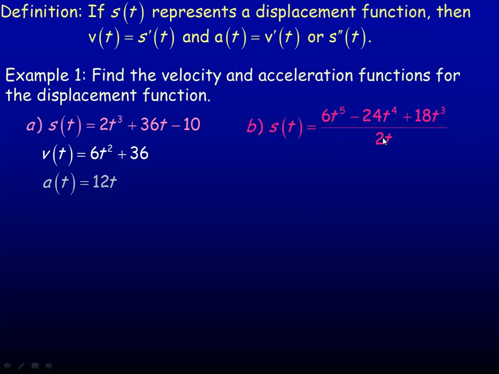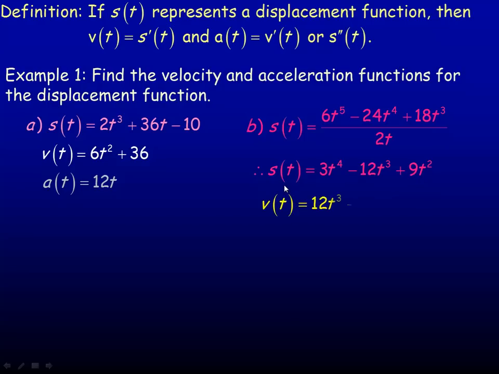Now in B, notice that the 2t will divide evenly into each of those expressions. So we should do that first, and then we'll differentiate to find the velocity and acceleration functions. 6t to the 5th divided by 2t would be 3t to the 4th. Negative 24t to the 4th divided by 2t: negative 24 divided by 2 is negative 12. t to the 4th divided by t is t cubed. And then dividing the 2t into the 18t cubed is 9t squared.